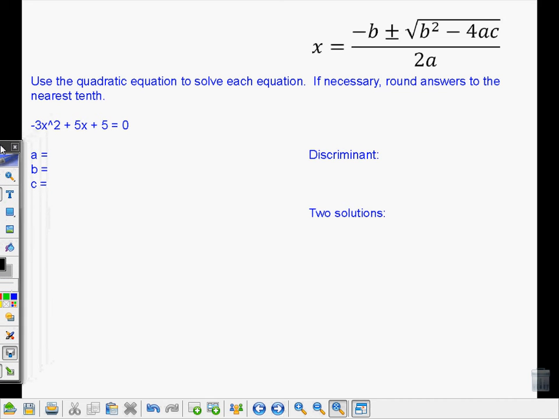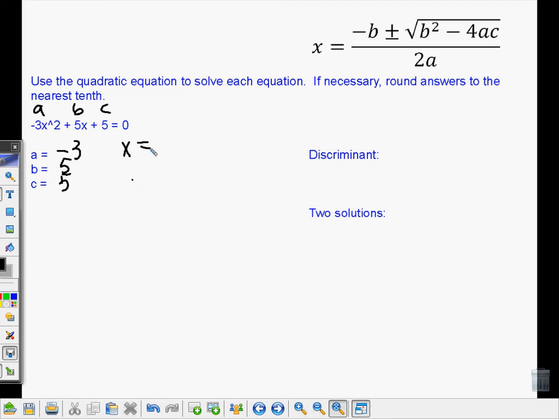Negative 3x squared plus 5x plus 5. Here they ask me for a, b, and c. A is out front, which would be negative 3. B is 5. C is also 5. Okay? So we're going to plug in and we're going to solve.